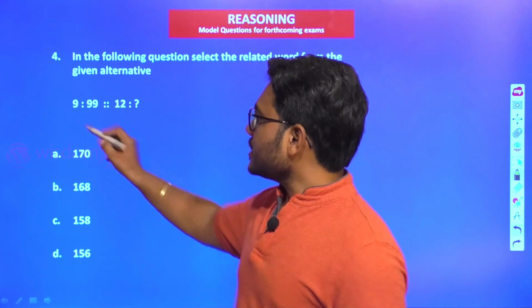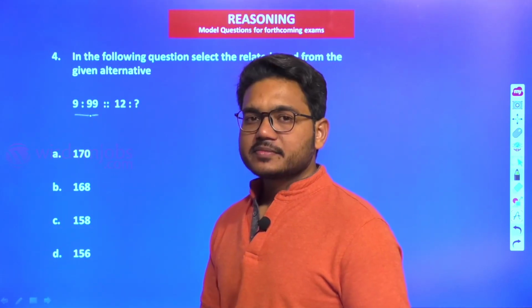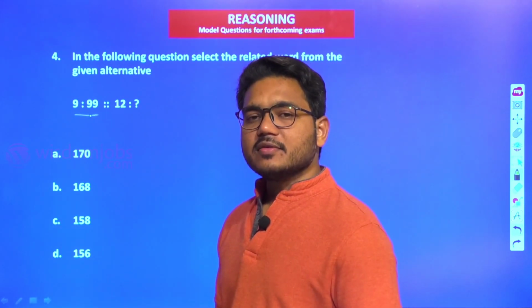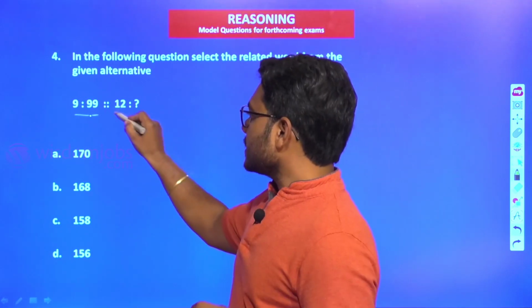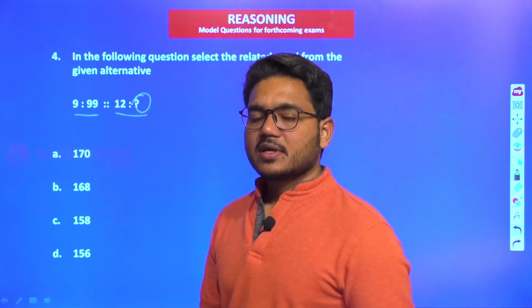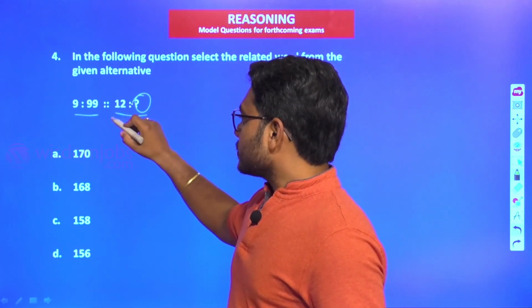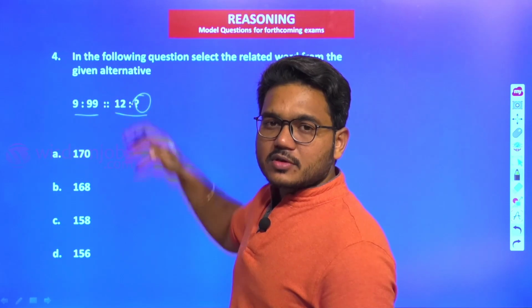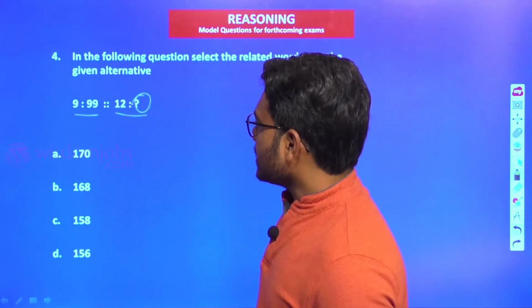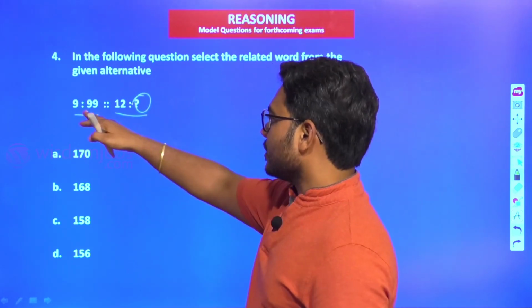So there is a certain relation in this first set, and based on that relation, we need to apply the same relation in the second set to achieve a suitable answer for this 12. Okay, so see here. What is 9 to 99?